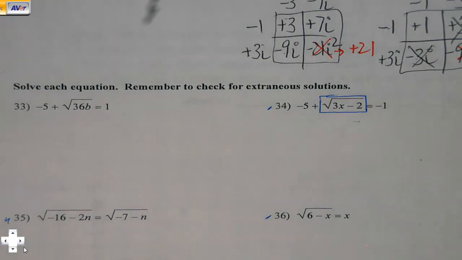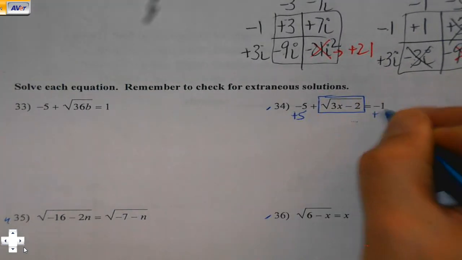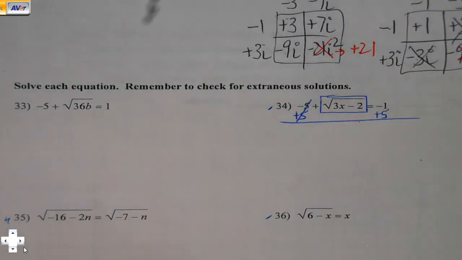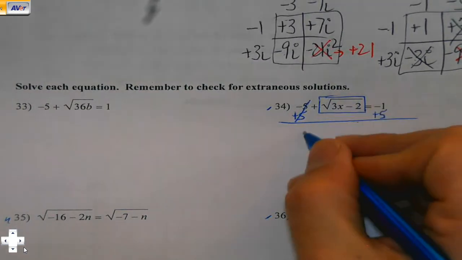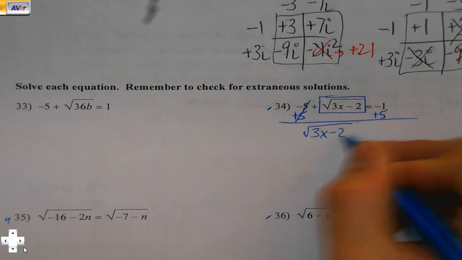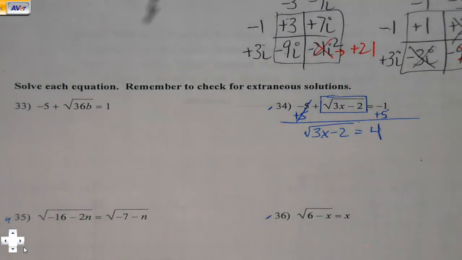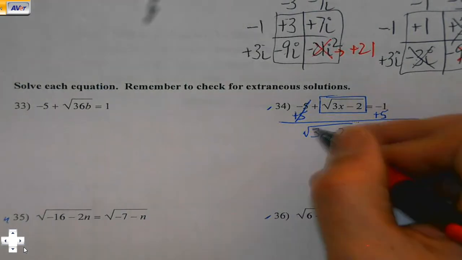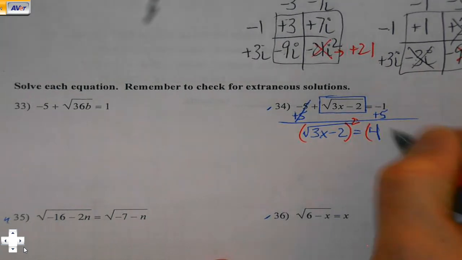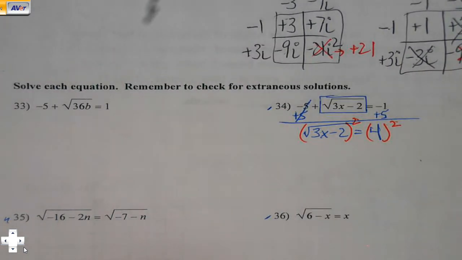So, if it's already isolated, great. We'll start by squaring both sides. So in a situation like 35 or 36, that's what I would do first. But here, I'm going to get that 5 out of there first, and get that on here. And once I do that, then I'm ready to square both sides.